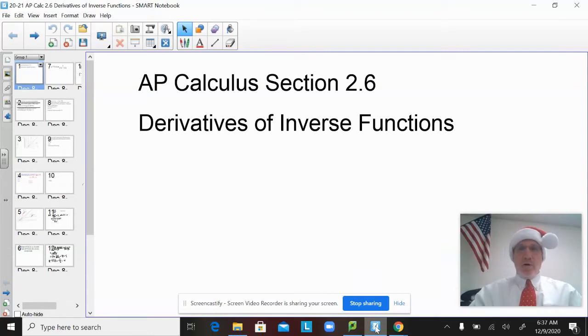Good morning. Today we are going to finish section 2.6, and we're talking about derivatives of inverse functions. The last video was specifically derivatives of the inverse trig functions, but now we're talking about any inverse function. So, a quick review on what an inverse function is and what properties it has, and then we'll see how the derivative of a regular function is related to the derivative of its inverse.